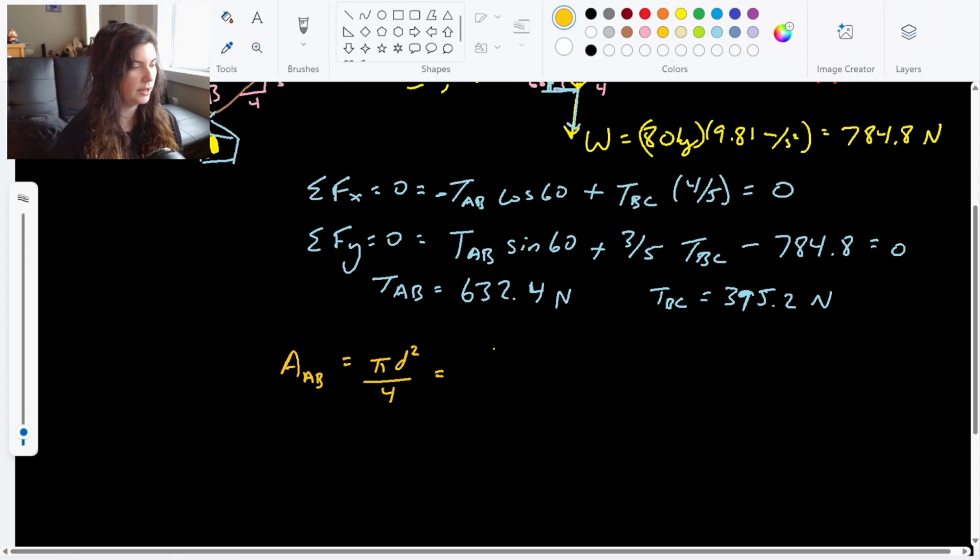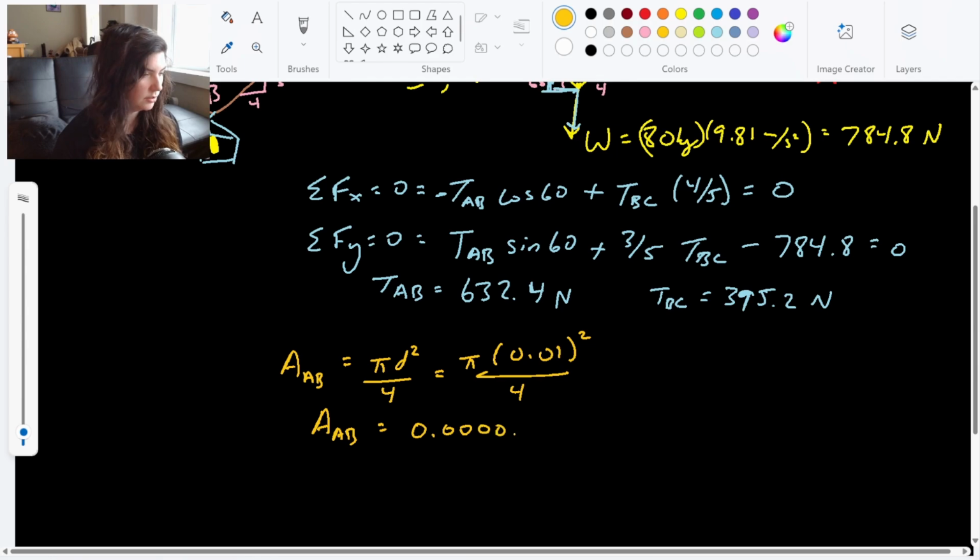And I can plug that into my calculator. You can convert to meters, or you can wait to do it later if you want to leave it in millimeters squared. Just be conscious of your units. I'm going to go ahead and convert it to meters right now. So that's pi times 0.01 meters squared over 4. So my area AB is about, and I might have a little bit of rounding here, 0.00785 meters squared.